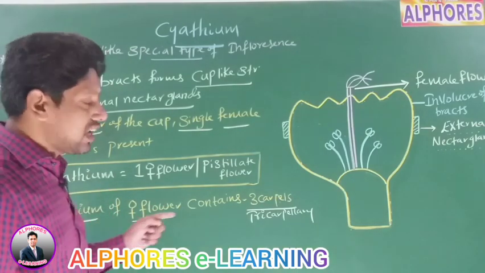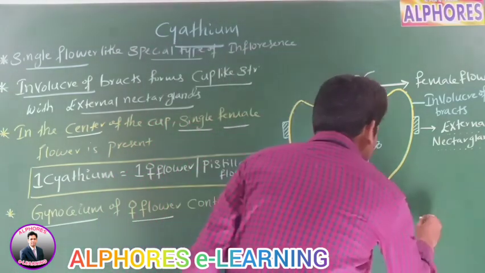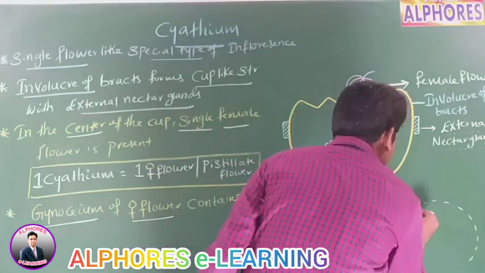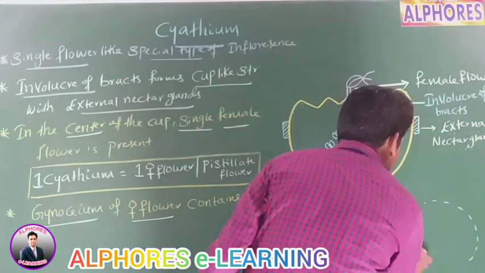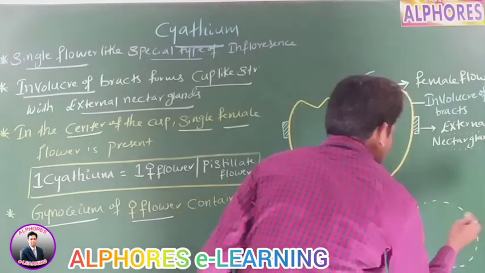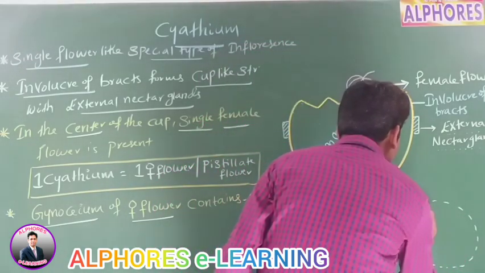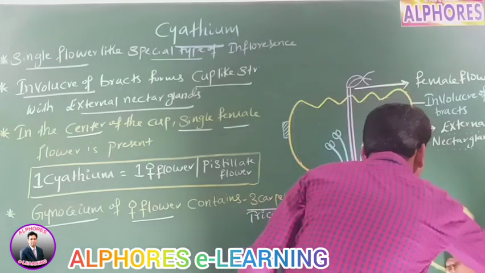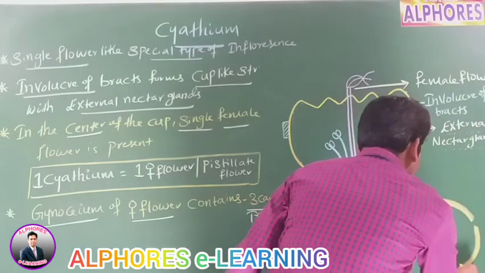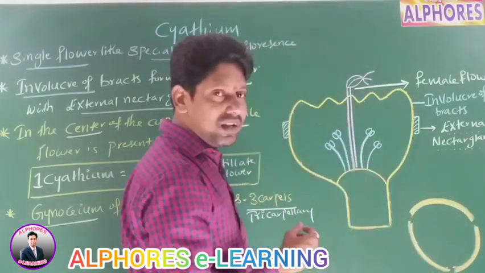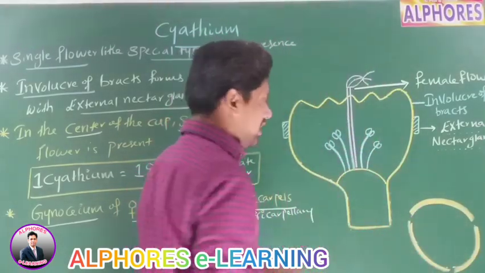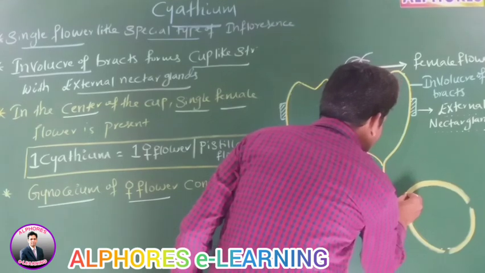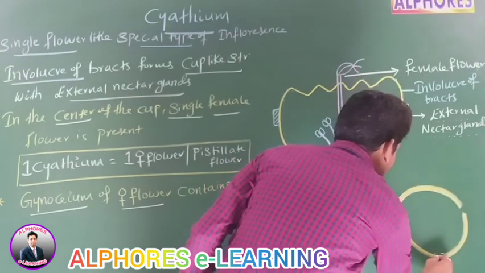Now you tell me, how many carpels are there? Three carpels. See here, this is one carpel, this is another carpel, and this is one more carpel. See the diagram. How many carpels are there? Three carpels, tricarpellary. Are these three carpels free or fused?